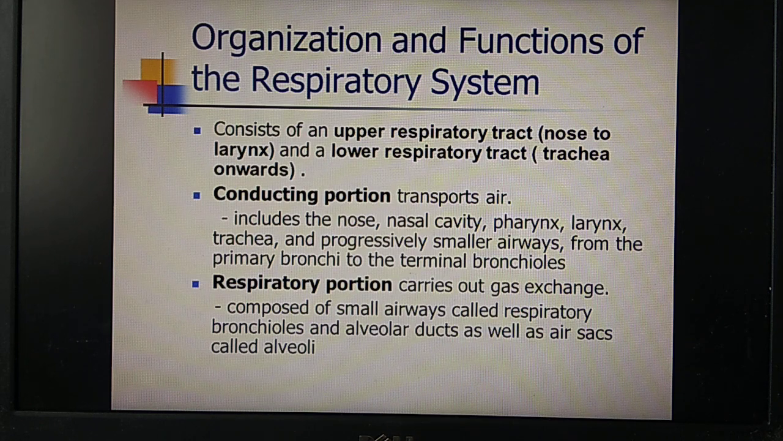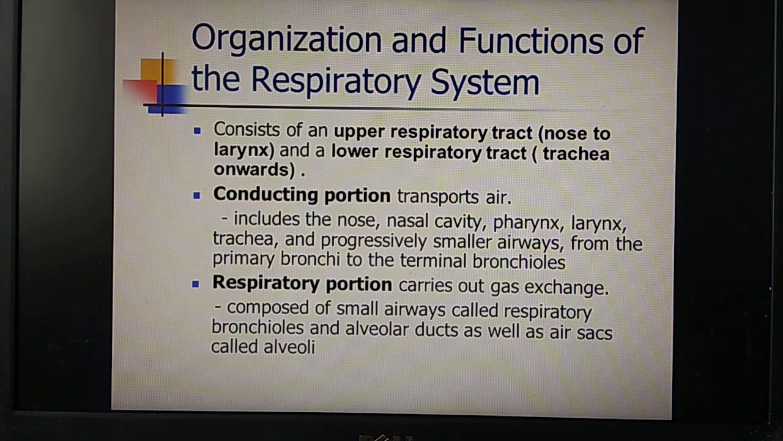Coming to the conducting portion that transports the external air to the tissue, that includes the nose, nasal cavity, pharynx, larynx, trachea, and progressively the smaller airways from the primary bronchi, which end up with the terminal bronchioles. That's what we call the bronchial tree.